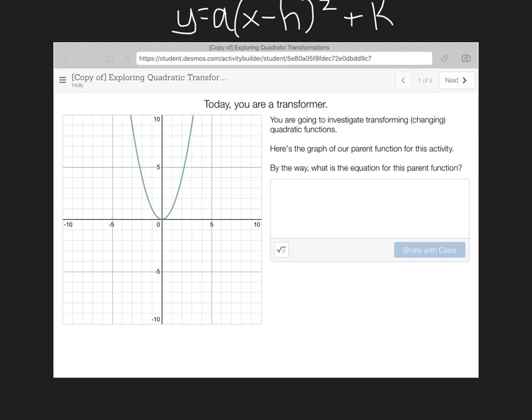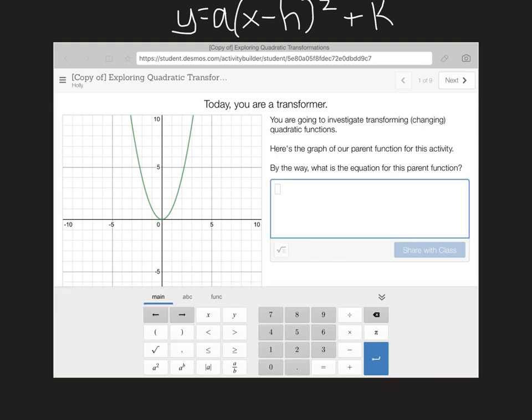So for quadratic functions, that equation would be y equals x squared. It has no a value, or a is 1. It doesn't have an h or a k value. It is the simplest form of any quadratic function. And we're going to look at how we can transform this really simplistic quadratic function into different versions.